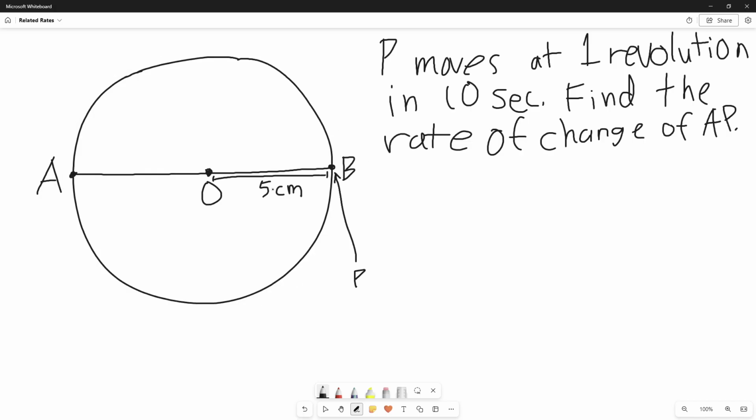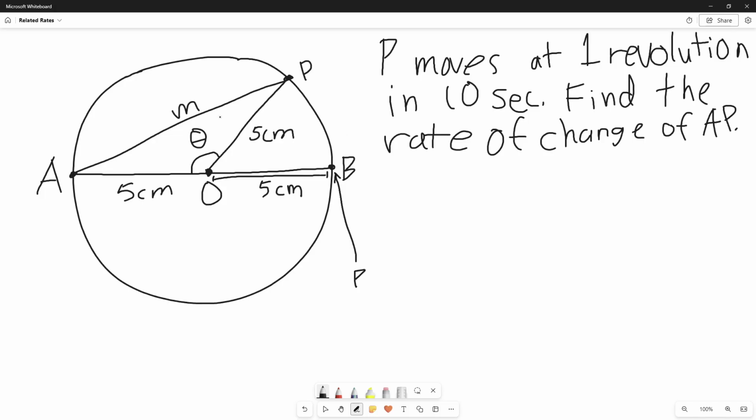We need to find the rate of change of AP when P is exactly at point B, directly across from A. This might be kind of hard to visualize because it's just a straight line, but if you think about it, at any other point on the circumference, let's say P is right here, it forms a triangle with A and O. We already know that AO is the radius, which is 5 centimeters, and OP is also the radius, 5 centimeters. Let's label this side AP as m and this angle as theta.